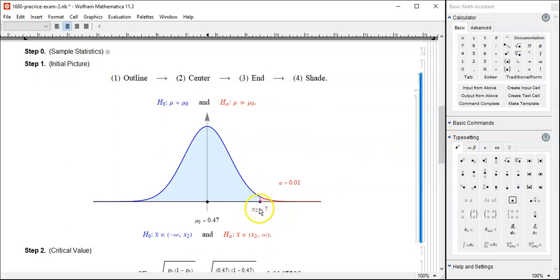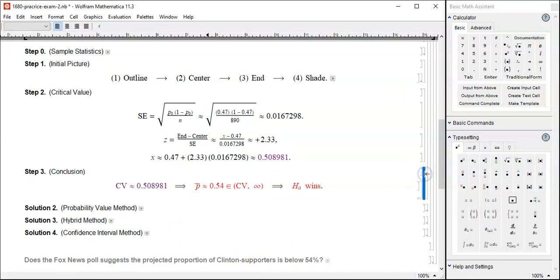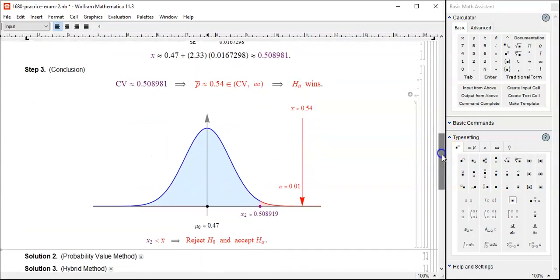Now this is about 50.89%. Where is 54%? It's way over there. And we get the conclusion. We have 54% here, way over there. So based upon the CNN-ORC poll, yes, the alternative wins. The proportion of Clinton supporters is significantly greater than 47%. Based upon the CNN-ORC poll, of course.